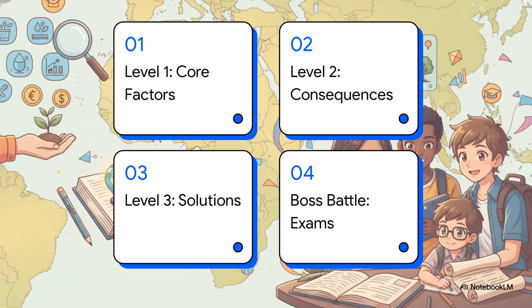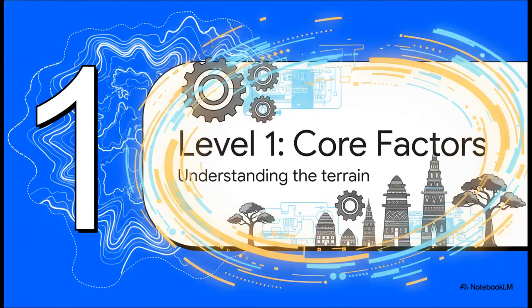Here's a quick look at our quest map. First up, Level 1, Core Factors. Then, Level 2, the Consequences. Next, Level 3, Finding Solutions. And finally, the Boss Battle, SQA National 5 Exam Questions. All right, Level 1, Core Factors.